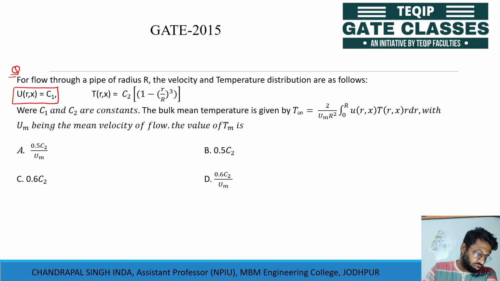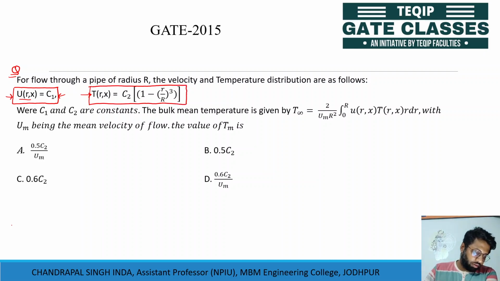In this question, we have said that the velocity is varying in the radius direction. Here it is saying that whether it is varying in the x direction or r direction, that is a constant value. Now one more relation is given for the temperature distribution. The temperature is varying with respect to the radius, and the relation is given by this.